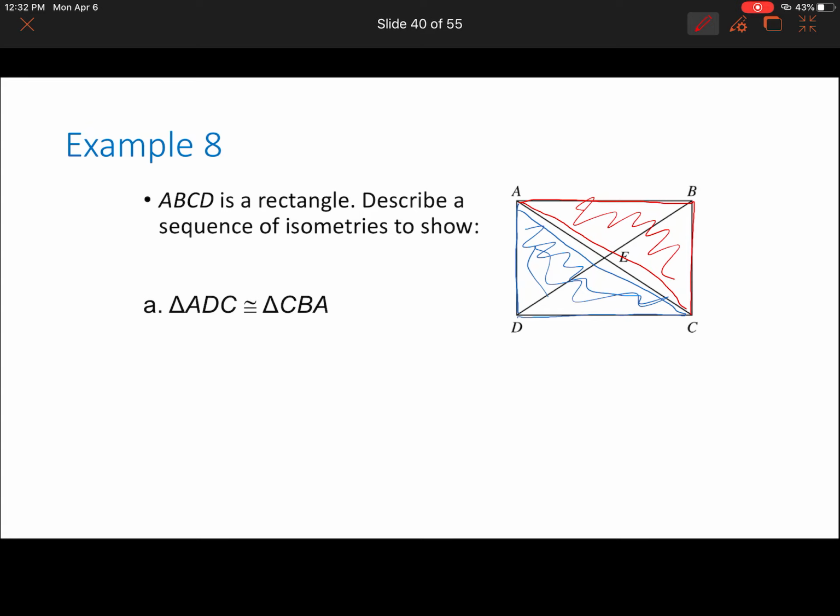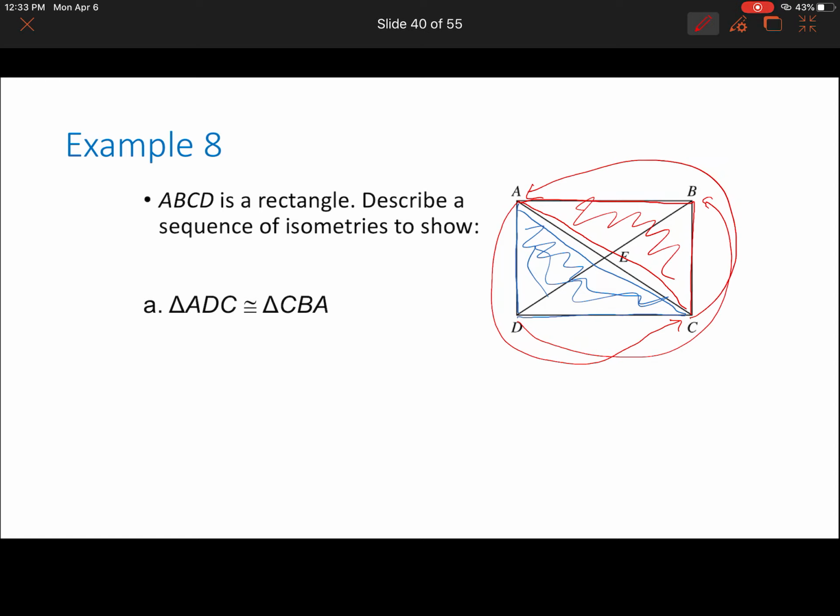Well, hopefully when you look at that, you realize that if I were to take the blue one and rotate it, then point A would get rotated down here to point C, and point D would get rotated to point B, and point C would get rotated to point A. And so if we do a half turn, a 180 degree rotation, then we would say this one is going to be congruent.